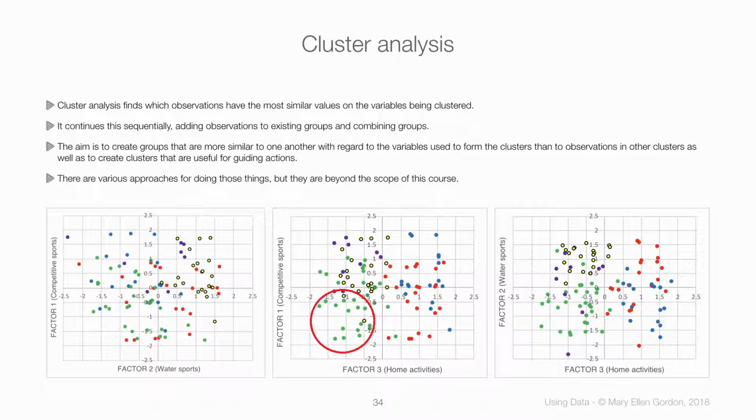The overall aim is to create groups that are more similar to one another with regard to the variables used to form the clusters than to observations in other clusters, as well as to create clusters that are useful for guiding actions. There are various approaches for doing those things, including for determining the number of clusters, but they're beyond the scope of this course.